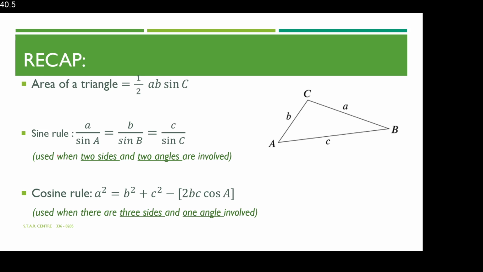and the sine rule is used when a question involves two sides and two angles. So whether we want to find the size of an angle or the length of a side based on the information that's given, if we have two sides and two angles involved, we need to use the sine rule. And for the cosine rule, it can also be used to find the length of a side or the size of an angle, but in this case the information that's given will involve three sides and one angle.